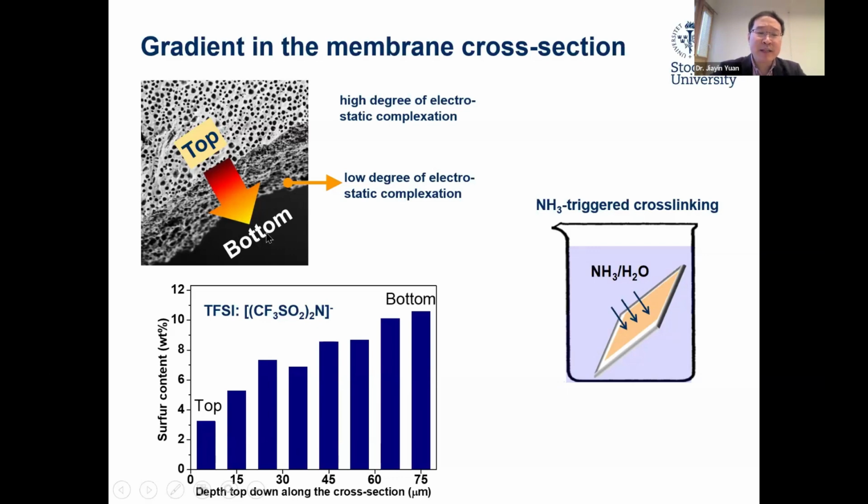How can we prove that? Luckily, we can use elemental analysis, the elemental mapping across the membrane cross-section. We find an increasing concentration of the sulfur content from low to high, from the top to the bottom region. Since sulfur exists only in the TFSI, this can be translated to the cross-linking density: the top part has high cross-linking density and gradually decreases toward the bottom part.